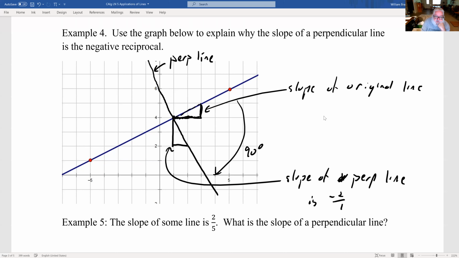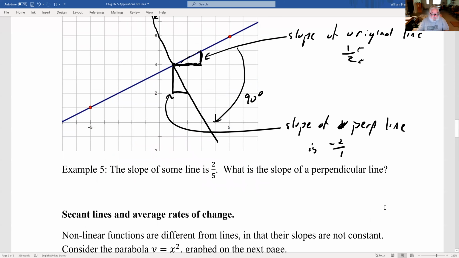And the slope of the original line is right 2, up 1, so it's 1/2. Right? So by rotating 90 degrees, we switch the top and the bottom, but also by rotating 90 degrees, we introduce a minus sign, because if you have a positive slope and then you rotate it 90 degrees, you'll end up with a negative slope.